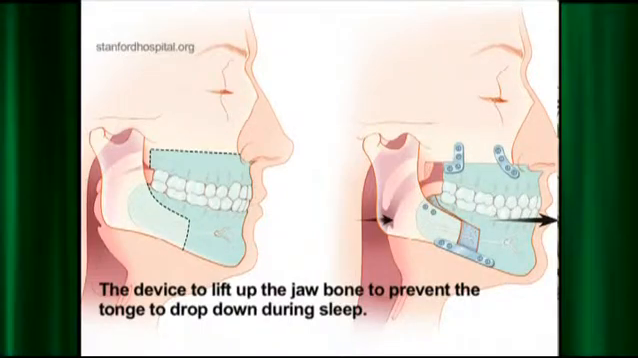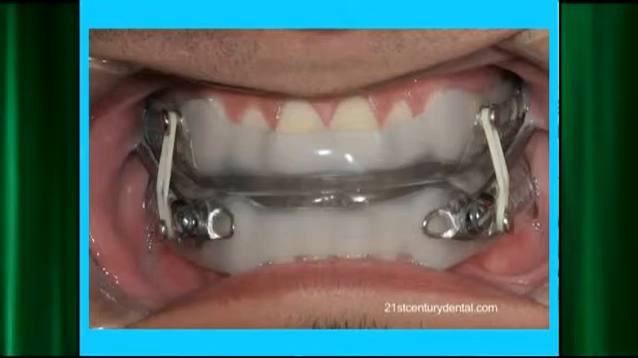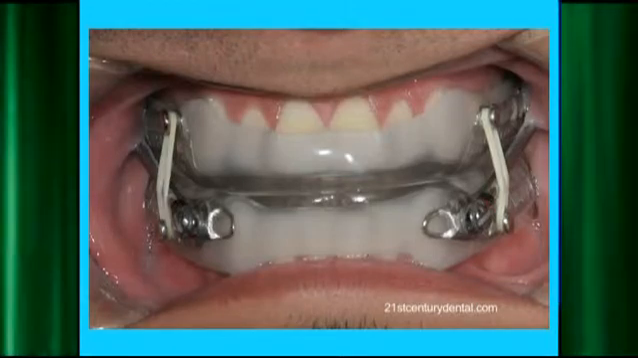The dentists will use a special dental device to push the jaw up a little bit and prevent the tongue from dropping down. So this is very commonly used nowadays as well. So besides the therapy and the mask, what surgery can be done?